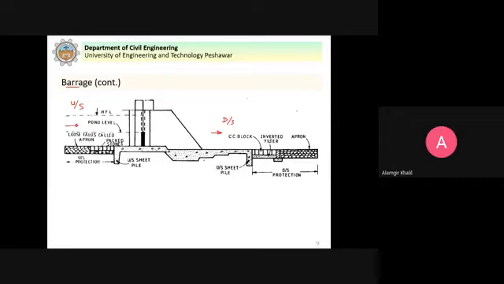You can see here that this is the ponding level that will be in the normal case, and when we have flood, we will have the high flood level. The water can be raised up to this level, and if we have excess water, that can be released downstream by opening of these gates.